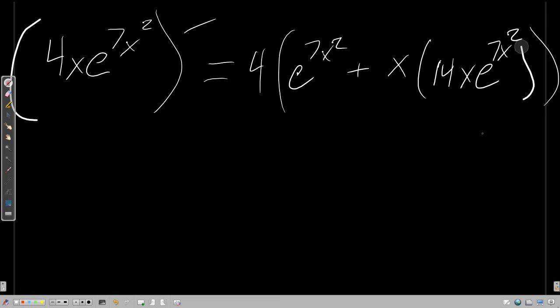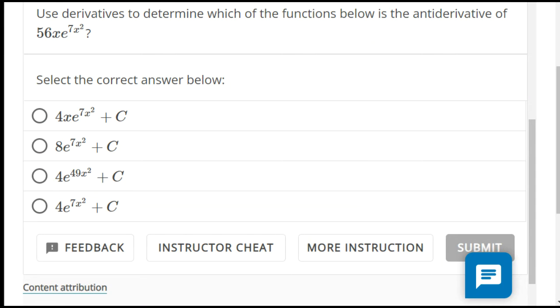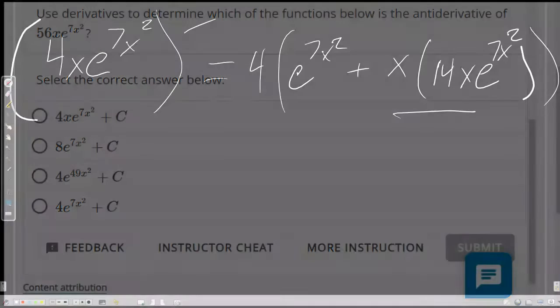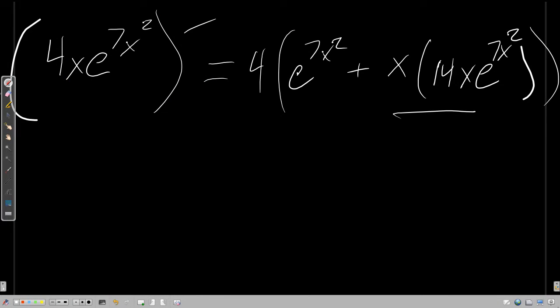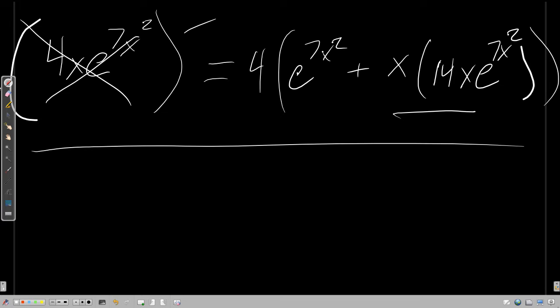That doesn't look like it gets it done, right? Because here I have an x squared term, and that's not part of what I'm trying to get. I'm trying to get 56x e to the 7x squared. So back to the drawing board. This one can't be it. Wow, what a long problem. Let's see if I can whip through some of these other ones.